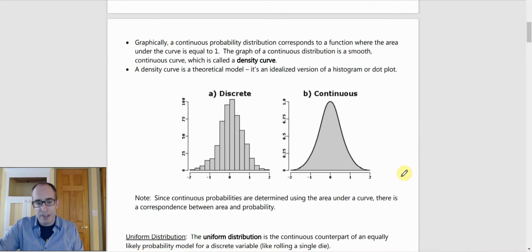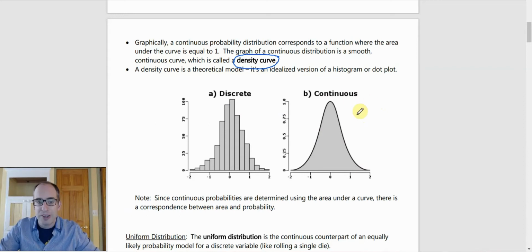Okay, next. So graphically, what you end up with is a smooth curve for a continuous distribution. I suppose you could see that in the picture, that this one over here does not look blocky and the discrete one does. This term right here, this shows up a lot, that you have a density curve. And basically it's just that there's some function where if you graph it, that ends up being the probability distribution.